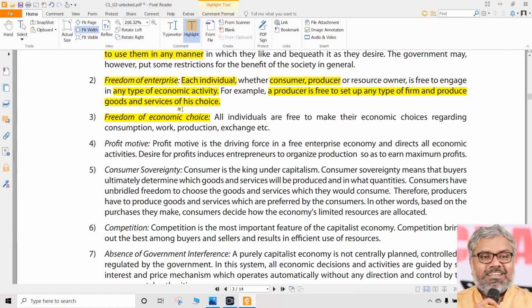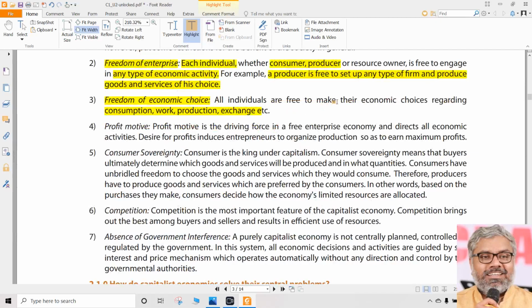Both are more or less same. Freedom of enterprise, freedom of economic choice, more or less same. Nothing much different, because economic enterprise is also about economic activity. Economic choice means also more or less the same. So what are the choices that people will make generally? These are the choices. Consumption.